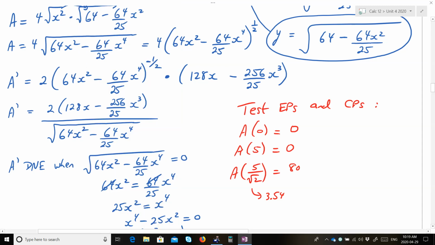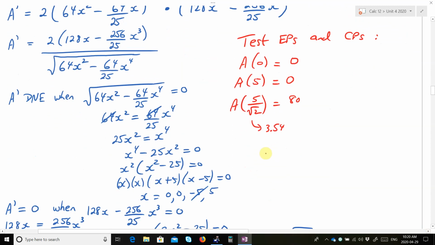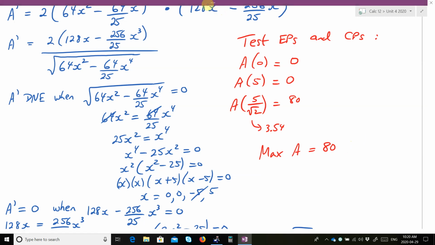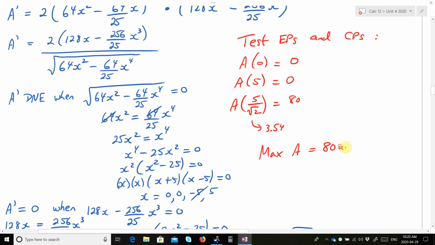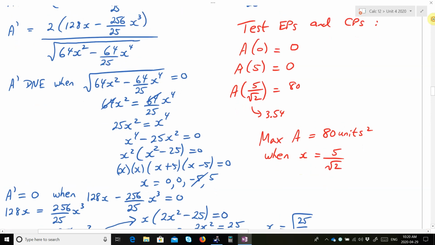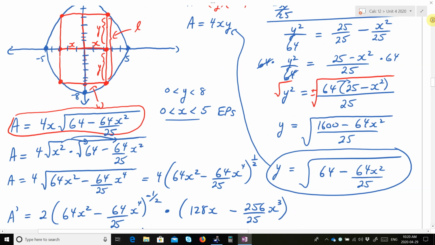Okay. Find the area of the largest rectangle that can be inscribed in the ellipse. Max A equals 80 square units. They haven't told us the units, right? We could put this as well when x is equal to 5 over root 2. It doesn't really ask for it though, it just asks for the area.